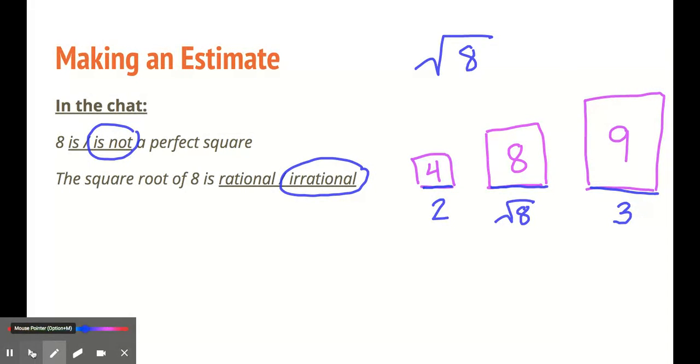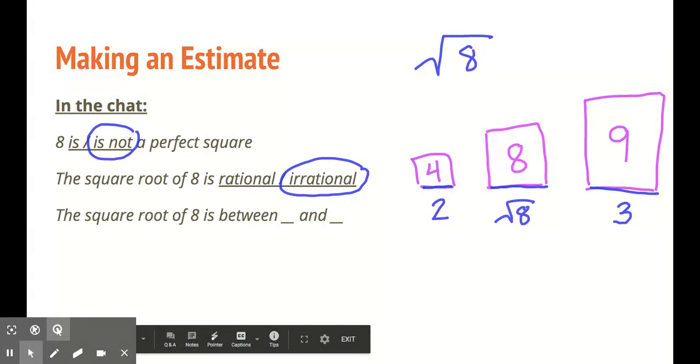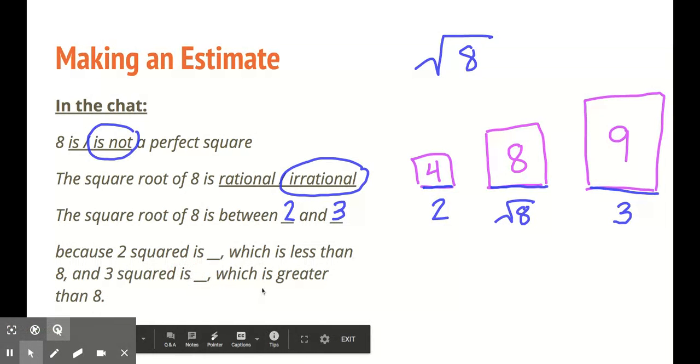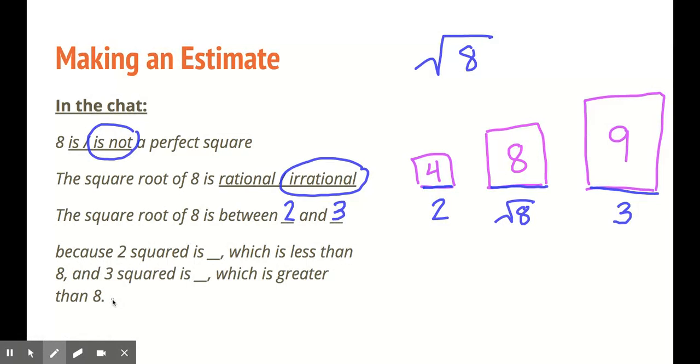So now we can use our sentence stem that we'll be practicing to help us identify the square root of 8 is between blank and blank. So the square root of 8 is between 2 and 3. And now we'll explain our reasoning. Because 2 squared is blank, which is less than 8, and 3 squared is blank, which is greater than 8. So we're explaining how we know our estimate is accurate.